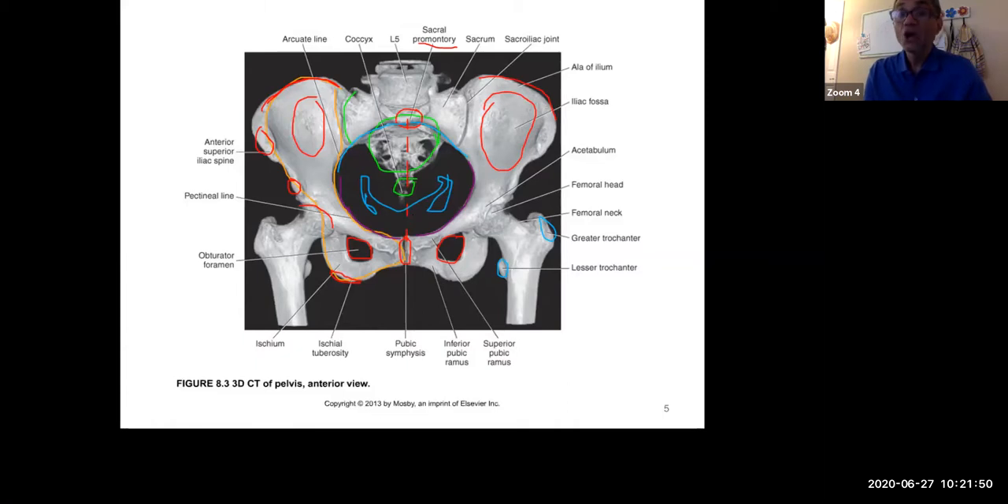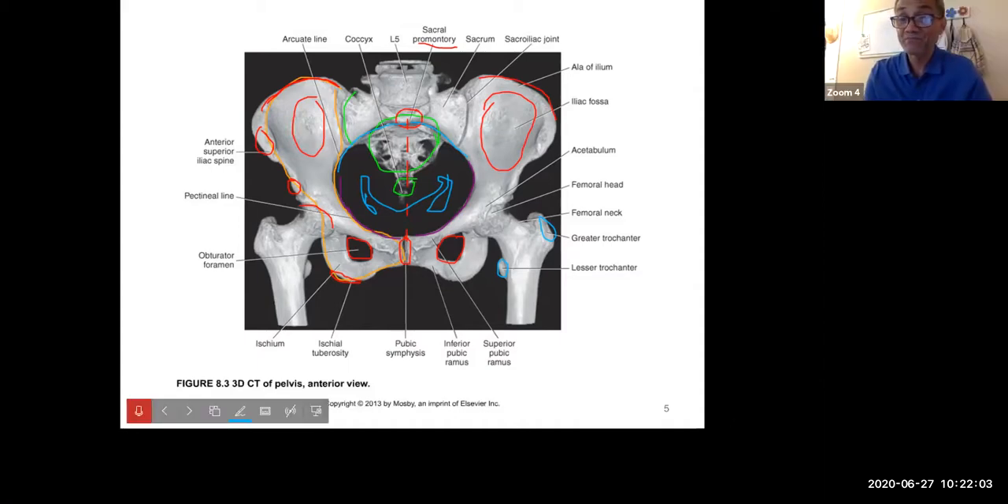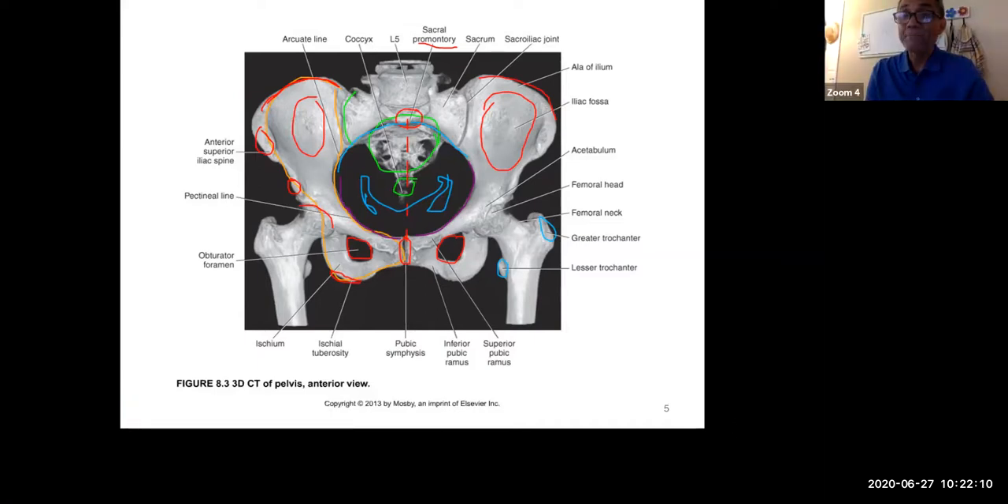Meaning, what keeps those structures in place so they don't fall down? The muscles. Exactly. What's the name of those muscles, Leticia? The levator and the coccygeal. Let's say it one time: pelvic diaphragm muscles. Okay. Make sense?